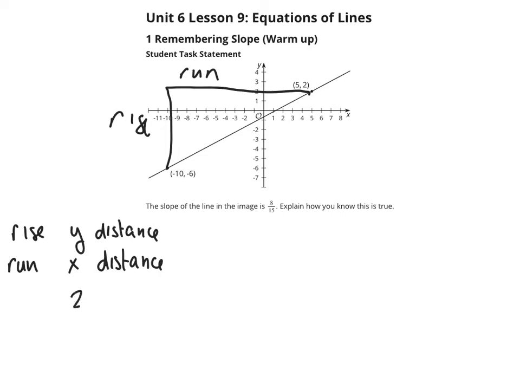I'm going to say 2 minus a negative 6, because I'm just grabbing these values, 2 and negative 6. So that is going to be 8. That's our rise. And our run is the x distance. I'm going to say that is 5 minus a negative 10, which is 15. So rise over run is 8 over 15. Cool?